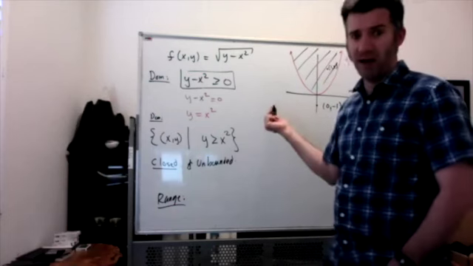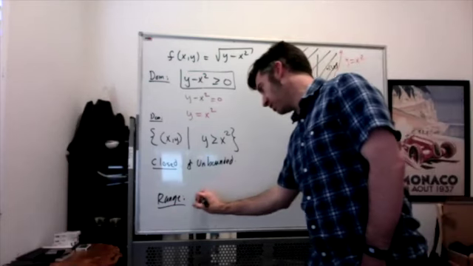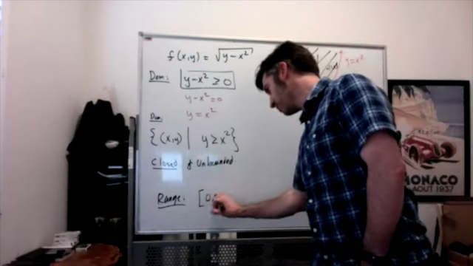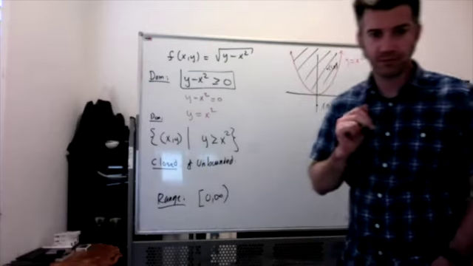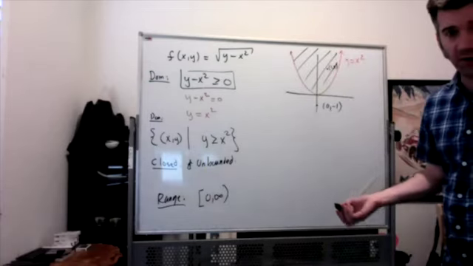And then we can get any positive number. So our range here is 0 to infinity. Level curves.